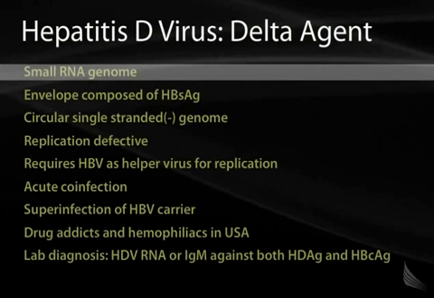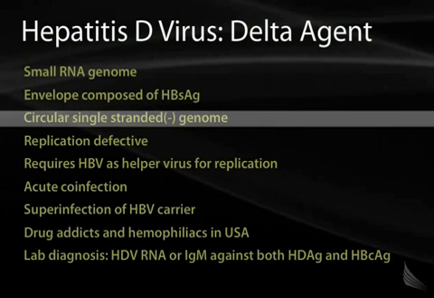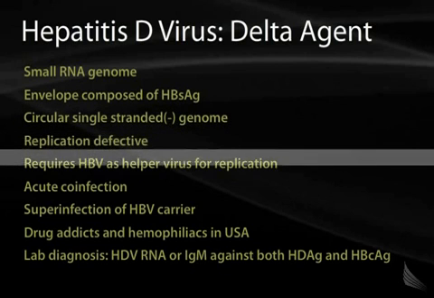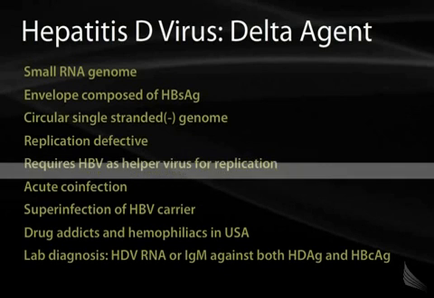Hepatitis D virus is also called the delta agent. It has a small RNA genome. It has an envelope composed of hepatitis B surface antigen, which is unique. You'd think it would have its own surface antigen. It has a circular, single-stranded negative genome. It's replication defective, and so it requires hepatitis B as a helper virus for replication.